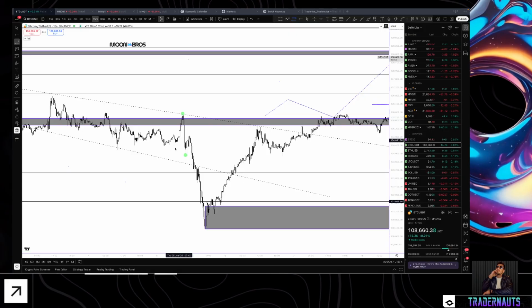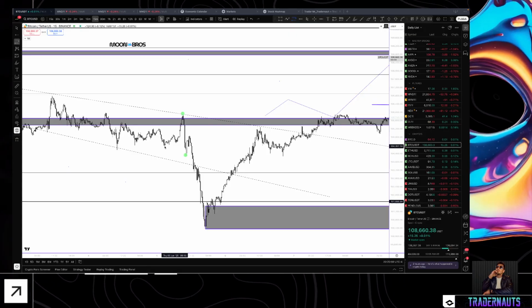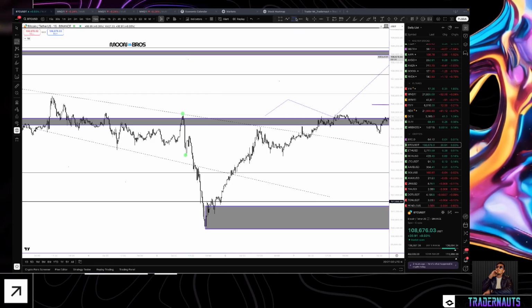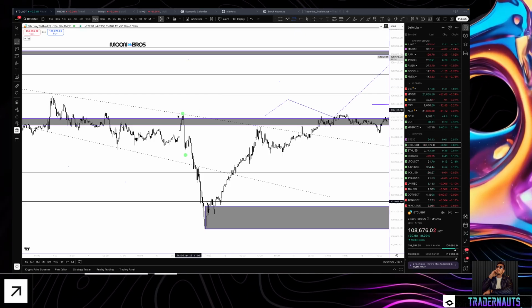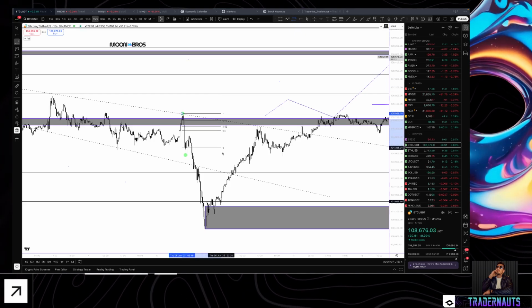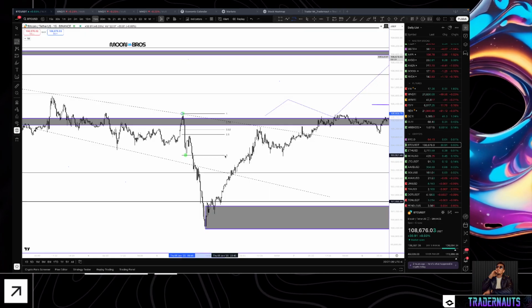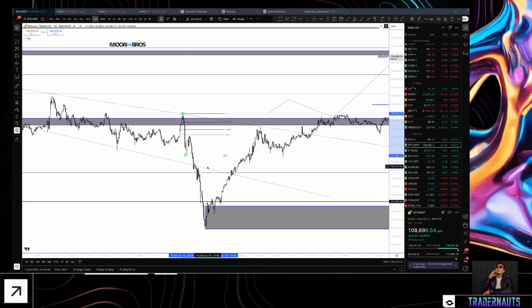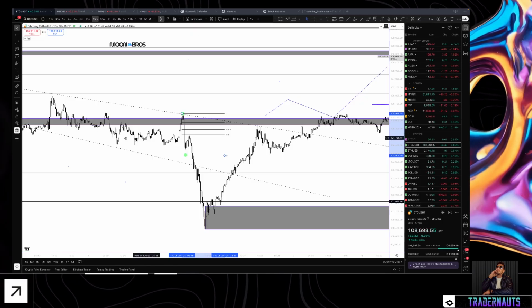So once it cleared out the zone here, it couldn't break this here. So what you do is you draw it out, and let's see if it's going to continue or if it's going to go down, for continuation bearish with the general trend that we see here.